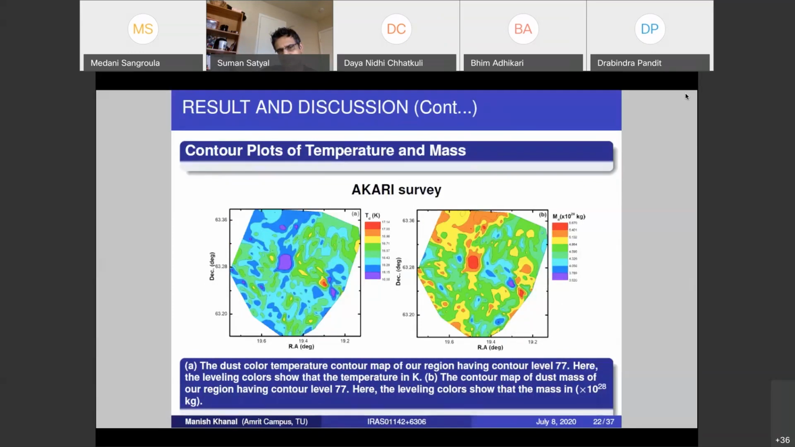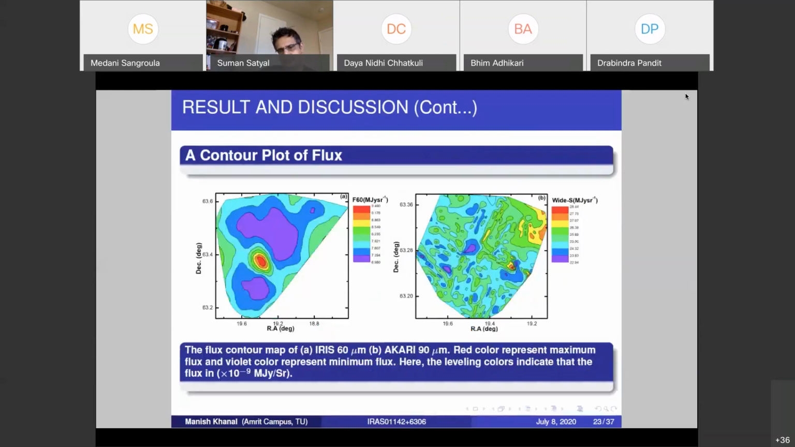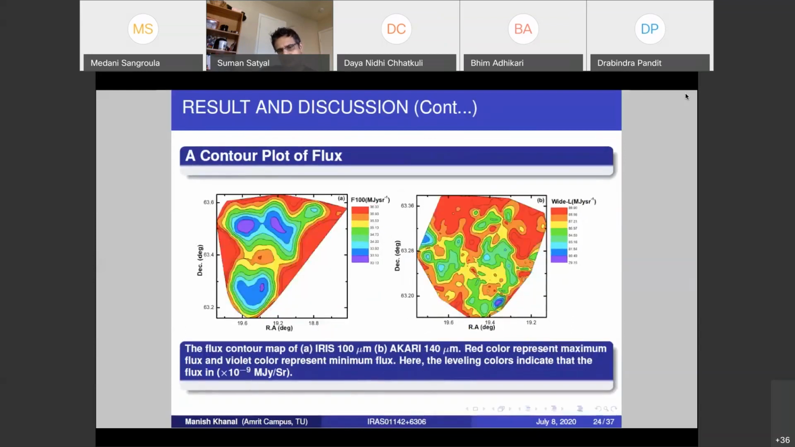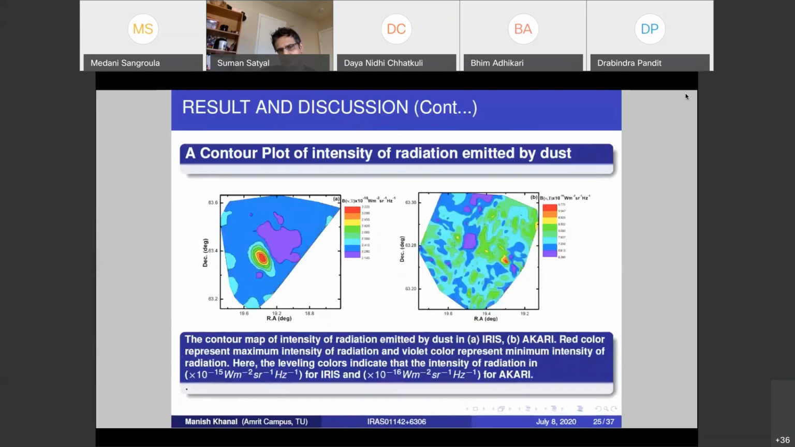This contour is for variation of flux in lower wavelength in both surveys. And this contour plot is for variation of flux in higher wavelength. You can see here the outline of the contour map has higher flux density. This contour plot shows the intensity of radiation emitted by dust. The region with higher temperature has higher intensity of radiation.